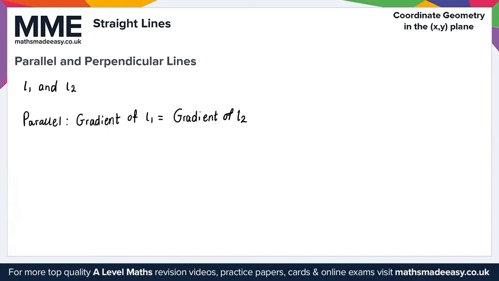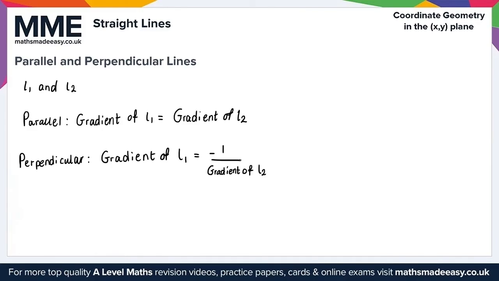And for perpendicular here, again using L1 and L2 to represent our two lines, well, we say they're perpendicular if the gradient of L1, so let's try this out in full here. So they are perpendicular if the gradient of L1 is equal here to the negative reciprocal, so that's minus 1 over the gradient of L2. Okay, so minus 1 divided by the gradient of L2.